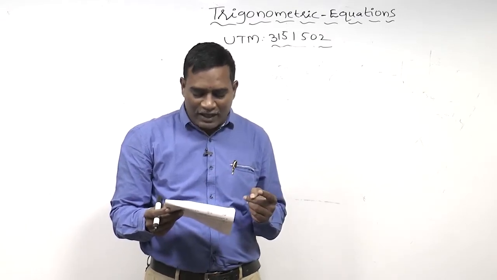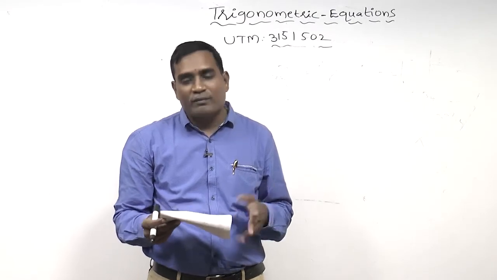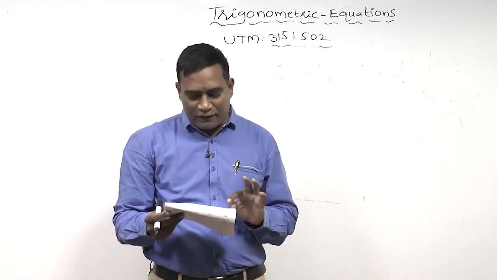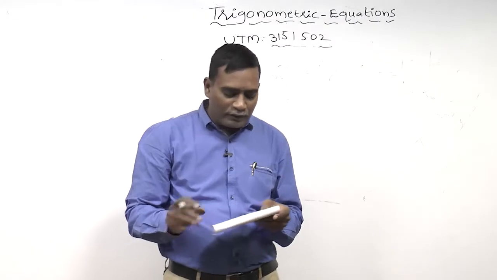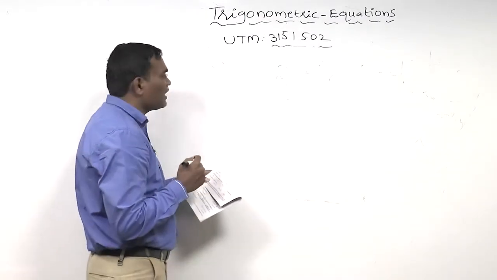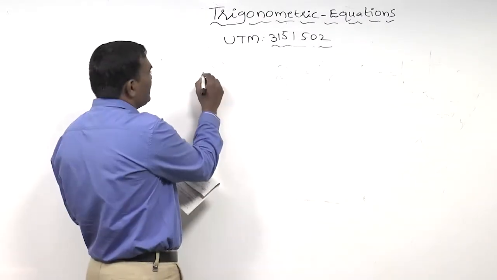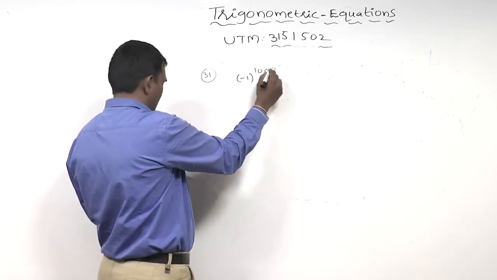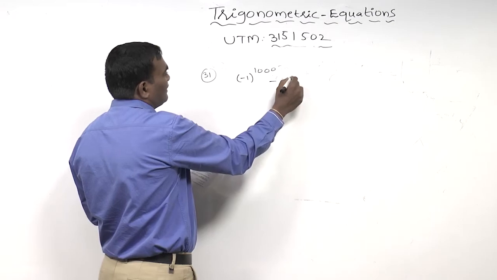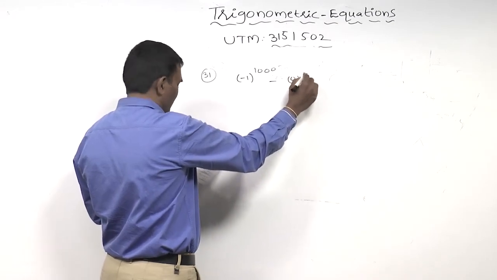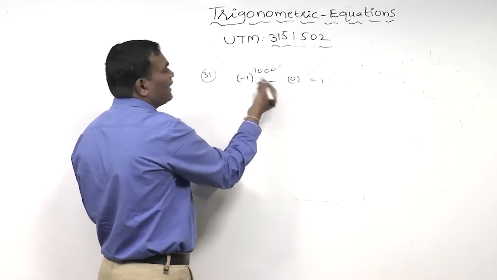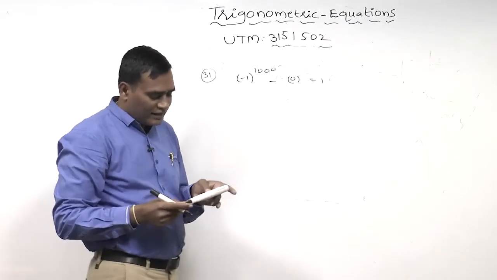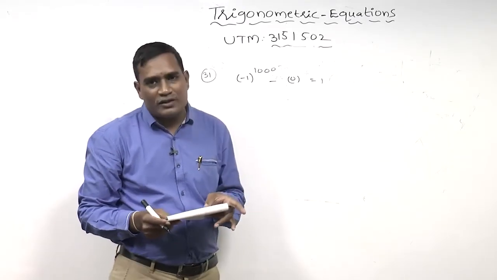I am substituting, or you take n is equal to 1, means 180 degrees. The first option is 180. Substitute 180 degrees. Is it satisfying? Cos 180 is minus 1, whole power 1000, minus sin 180, which is 0. 0 power something is 0, so it is equal to 1. Yes, satisfying. So if n is equal to 0, cos 0 is 1, sin 0 is 0, satisfying.